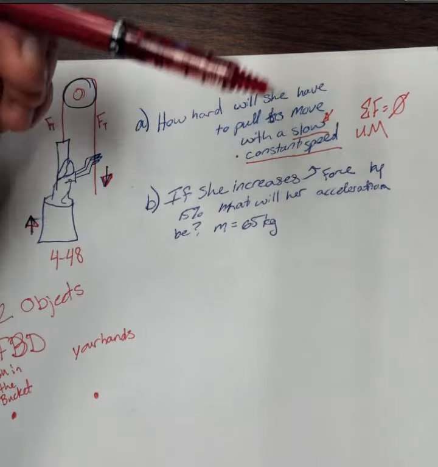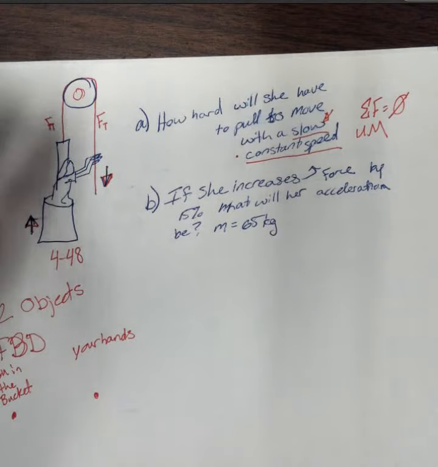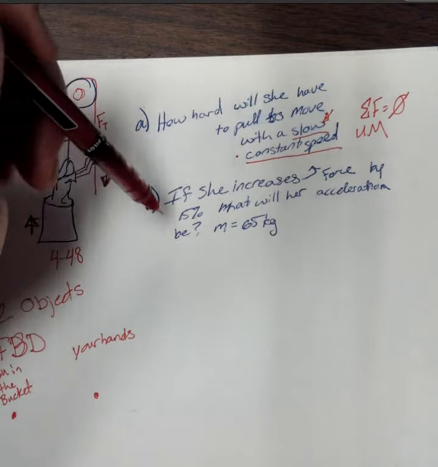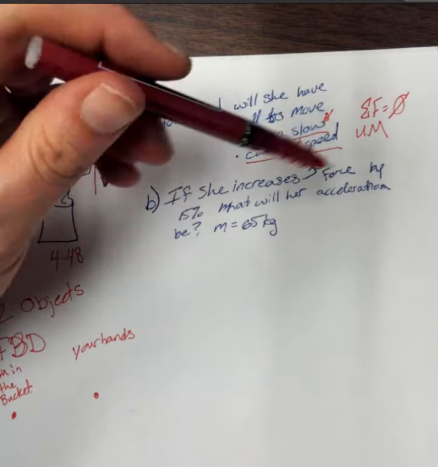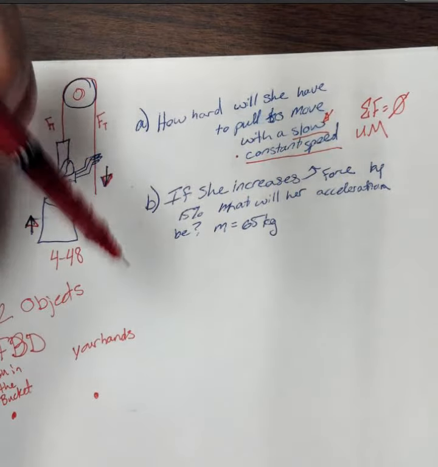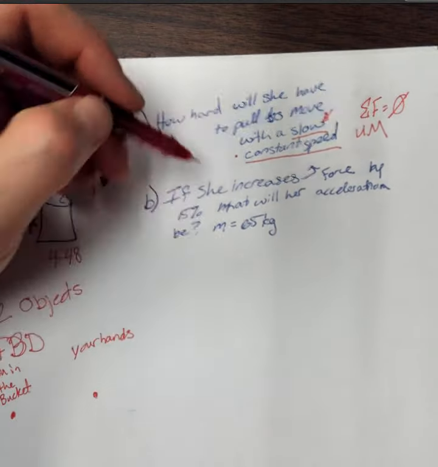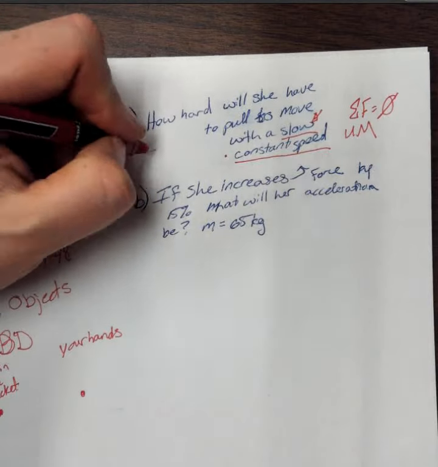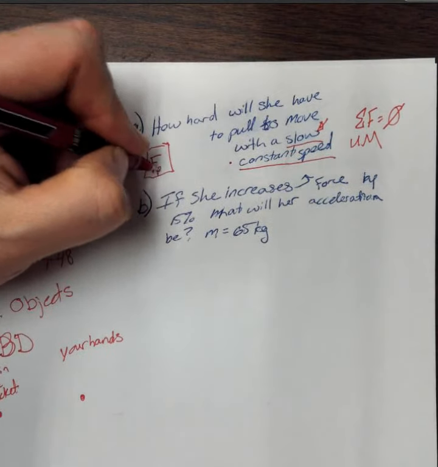Then once you solve for that, and once you have your actual force, you're going to take a look. If she increases a force by 15%, what will her acceleration be if her mass is 65 kilograms? So here you have to consider, if the force that you solve for here, you're going to get an actual force that she applied.